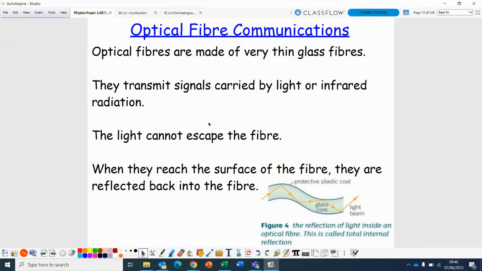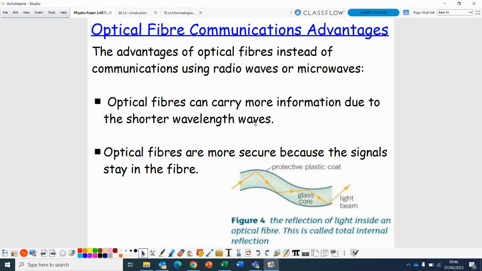Okay, you all need to know about optical fibers. They carry light or infrared. The important thing is they cannot escape the fiber. You use them because they can carry more information. That's why fiber optic broadband is faster than normal dial-up or normal Wi-Fi.